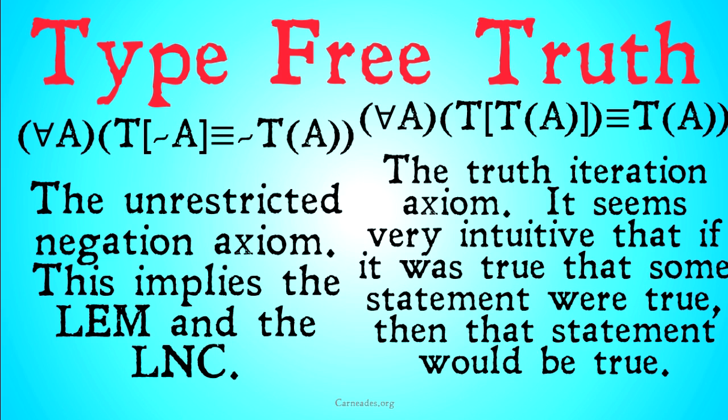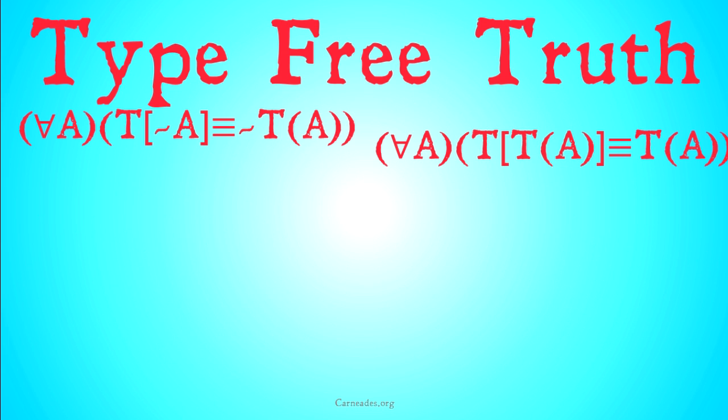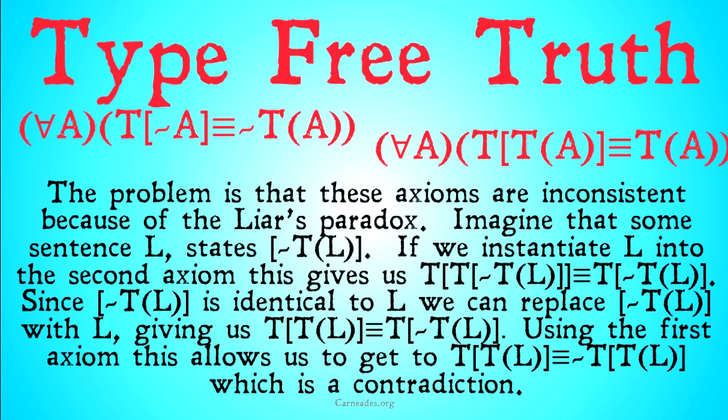So we're going to want something like this iteration axiom in there, and we're going to want something like this kind of classical logic negation axiom. But there's a problem. If we put these 2 together, we're going to find out that they're inconsistent over weak theories of syntax because of the liar's paradox. Imagine that some sentence L states it's not the case that it's true that L. If we instantiate L into the second axiom, this gives us this thing.